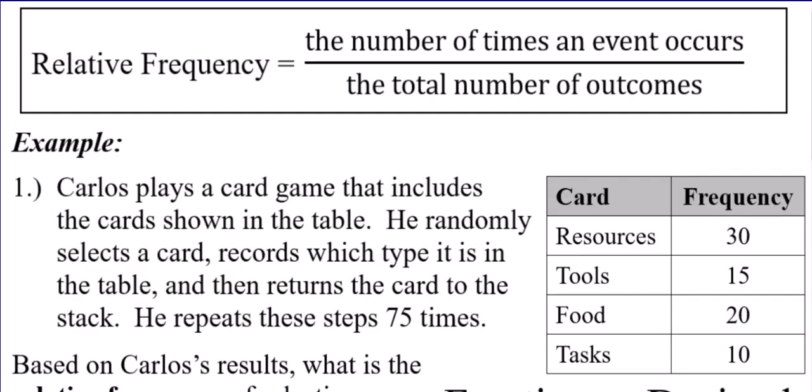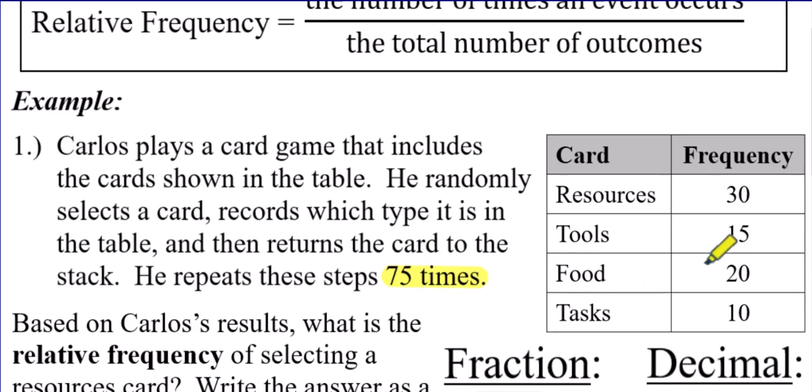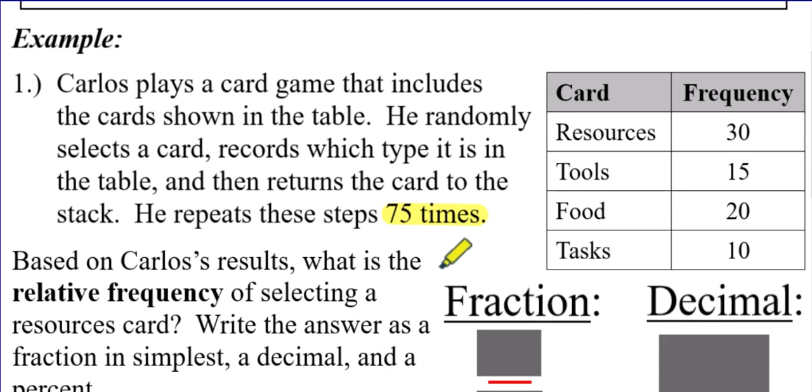For example, problem number 1. Carlos plays a card game that includes the cards shown in this table. He randomly selects a card, records which type it is in the table, and then returns the card to the stack. He repeats these steps 75 times. And by the way, if you add these numbers, this would give you 75. Based on Carlos' results, what is the relative frequency of selecting a resources card? Write the answer as a fraction in simplest form, a decimal, and a percent.